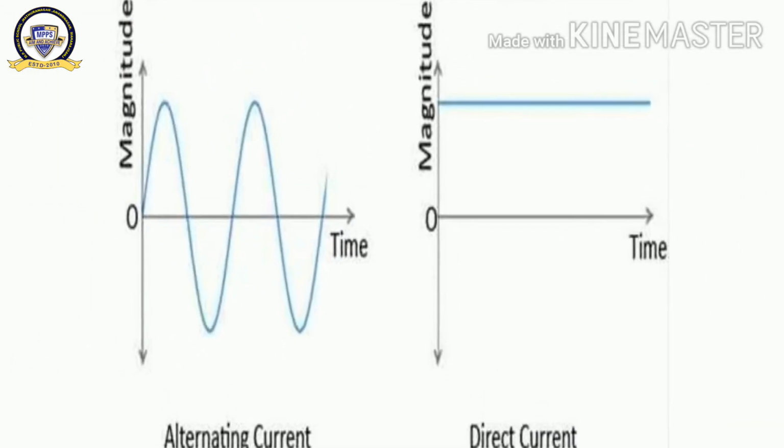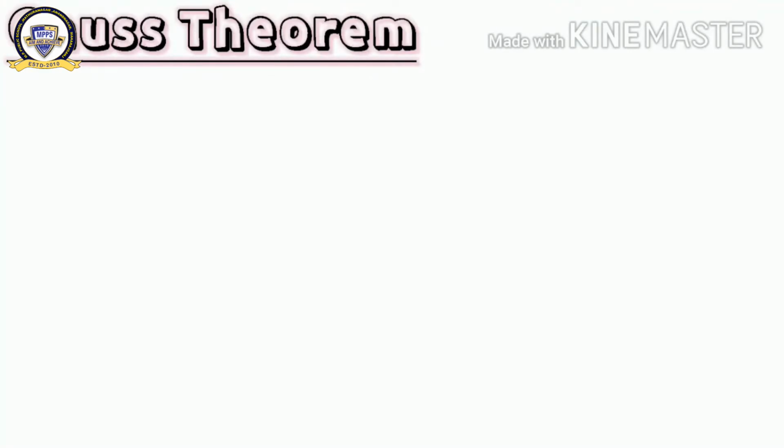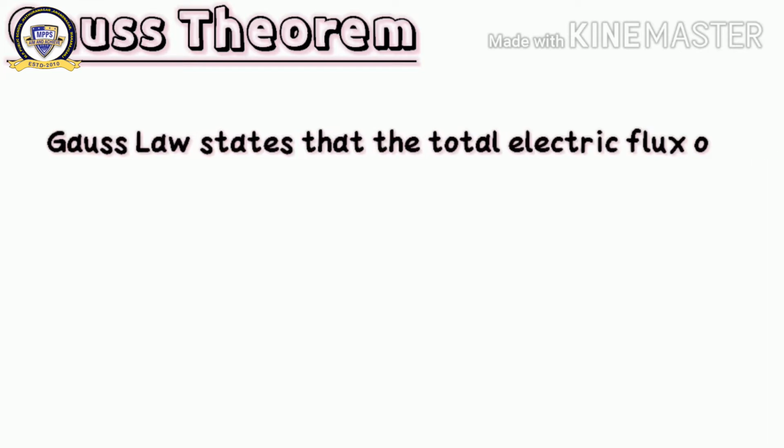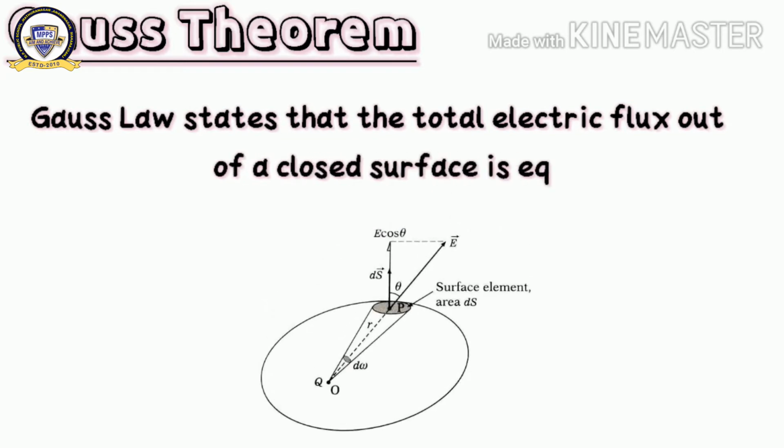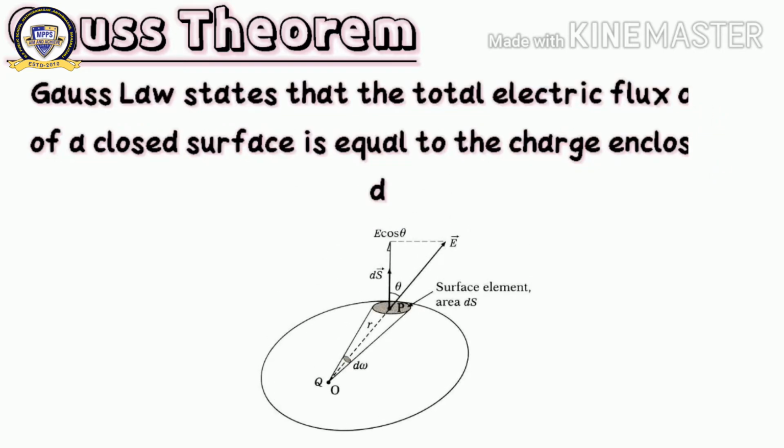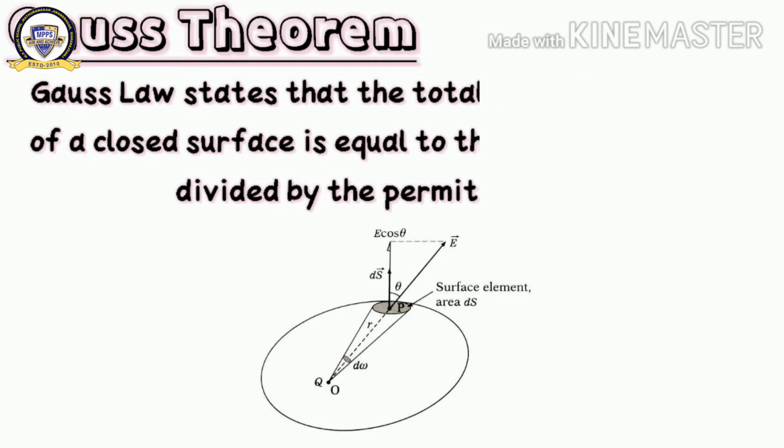So the first topic of this session is Gauss theorem. It is also known as Gauss law. According to the Gauss law, the electric flux out of a closed surface is equal to the total charge enclosed divided by the permittivity.